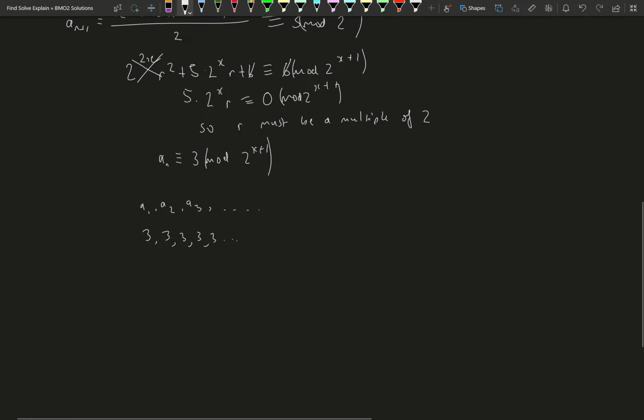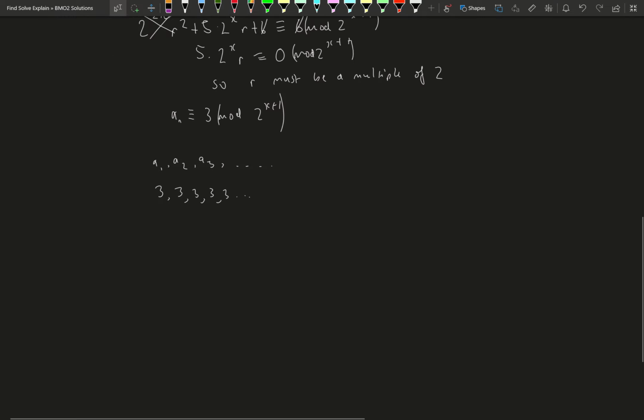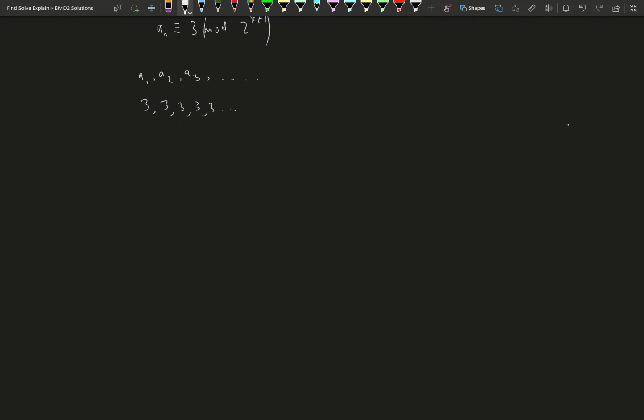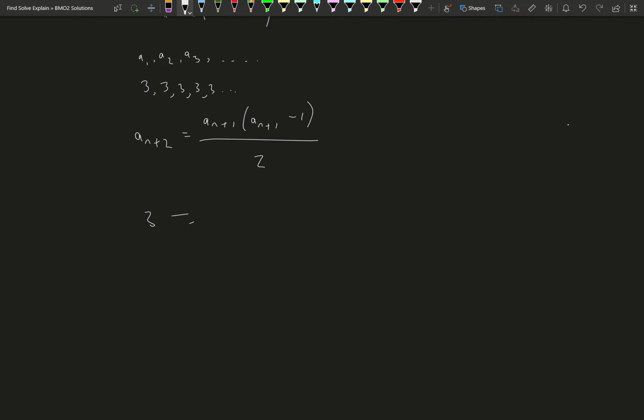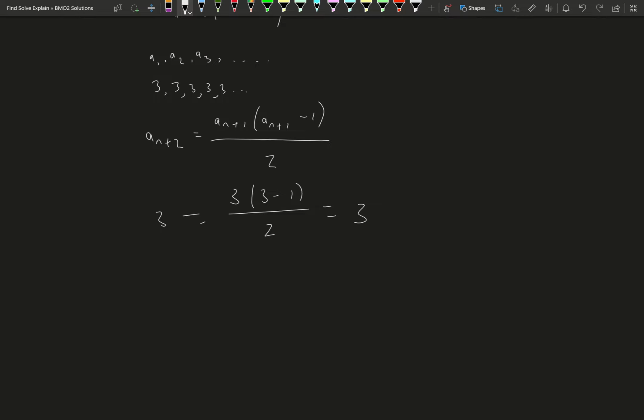If you want to check that this works, you can put it back into the equation from the question at the beginning. So A(n+2) equals A(n+1) times (A(n+1) minus 1) all over 2. Sorry, I don't know why I did A(n+2). So I'm saying that 3 equals 3 times (3 minus 1) over 2, which equals 3. As you can see, that works. So the only solution for the value of A1 is 3.